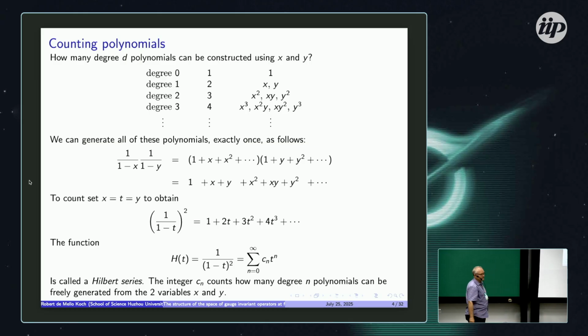This series is known as the Hilbert series. It's a standard tool in invariant theory and in graded rings. And if you expand the Hilbert series, the coefficient of t to the n just counts how many degree n polynomials you have. I was generating my polynomials from x and y, and you'll notice that in the denominator of the Hilbert series, I've got a product of two factors, one factor associated to the x and one factor associated to the y. Let's make it slightly more complicated.